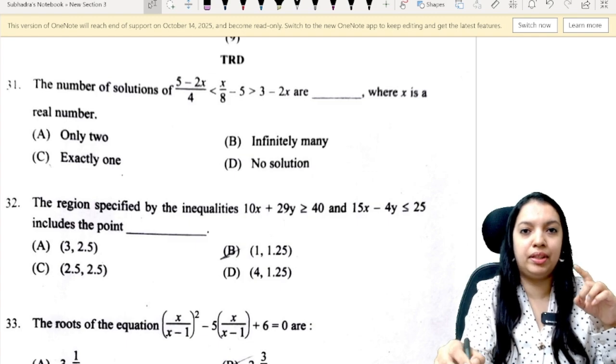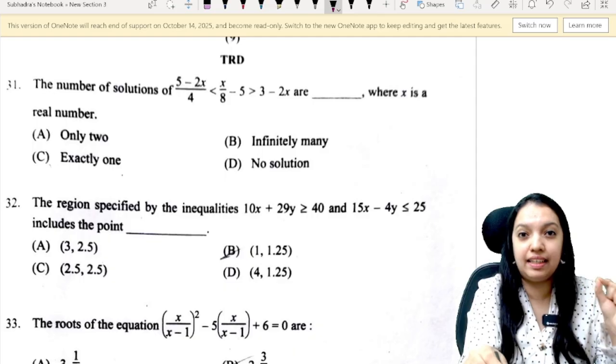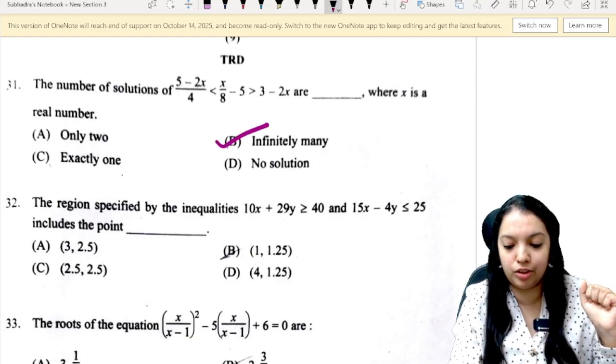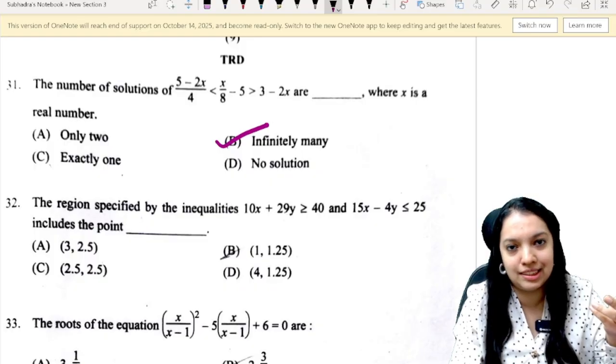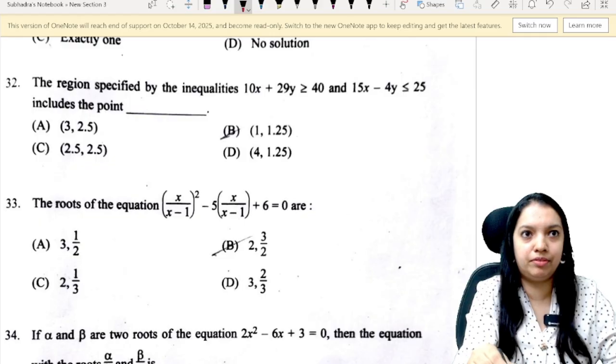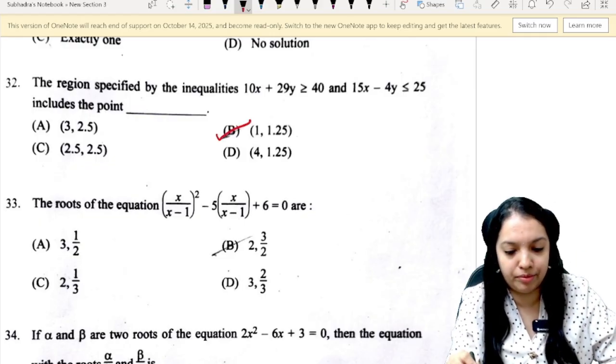This question is from Inequalities chapter, and solution for this question is a theoretical statement which is there in that chapter, which is infinitely many. You cannot calculate how many solutions are there. Next question is also from Inequalities chapter where they are asking the regions bounded and the points will be 1, 1.25.